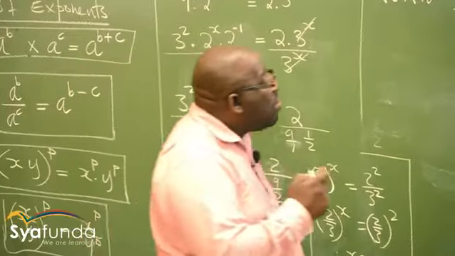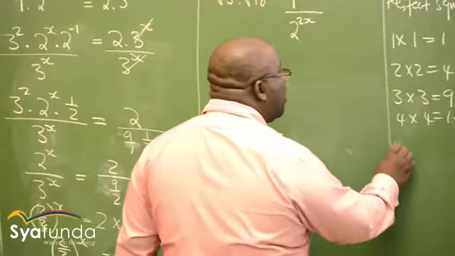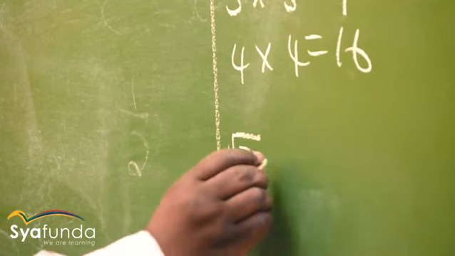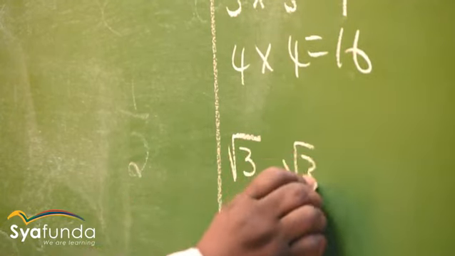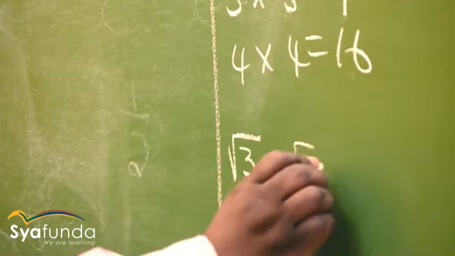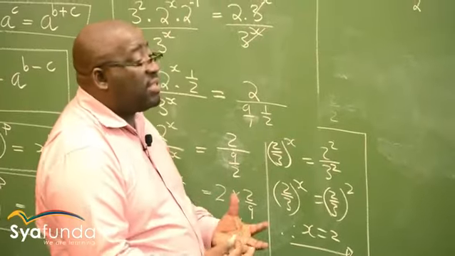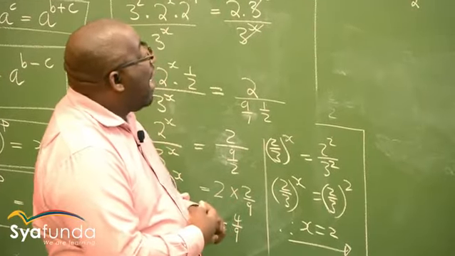It is also important to note that square root of 3 times square root of 3 is equal to 3. This becomes very important to note. So square root of x times square root of x will be equal to x.